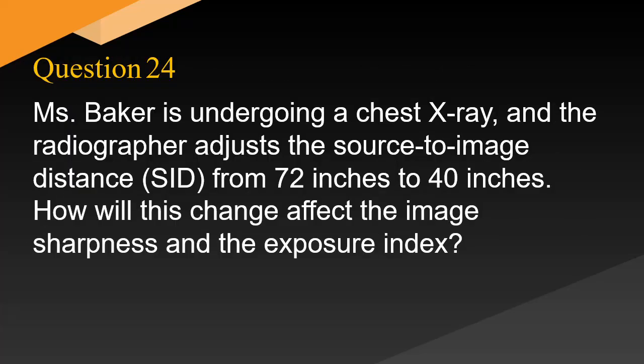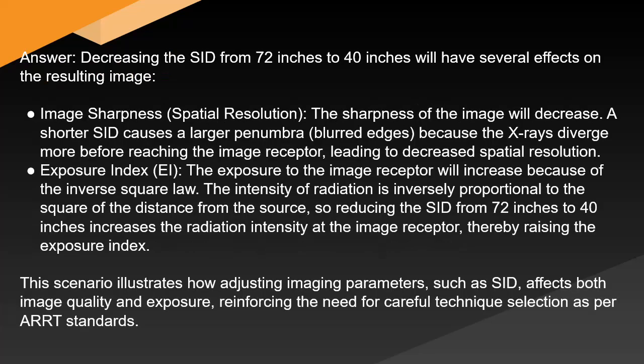Ms. Baker is undergoing a chest X-ray, and the radiographer adjusts the source to image distance, SID, from 72 inches to 40 inches. How will this change affect the image sharpness and the exposure index? Answer: decreasing the SID from 72 inches to 40 inches will have several effects on the resulting image.